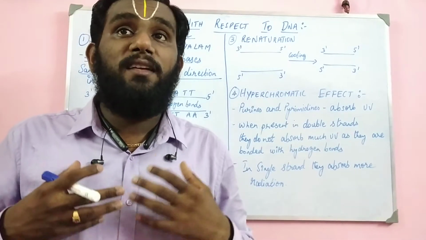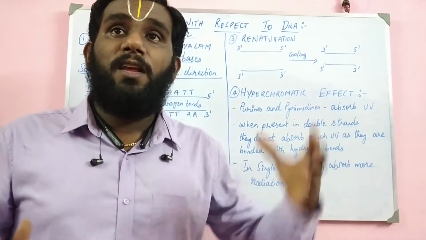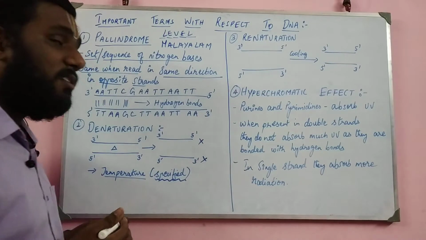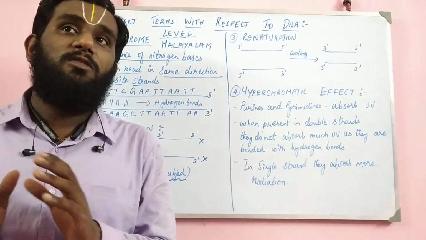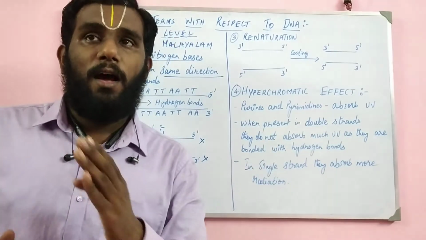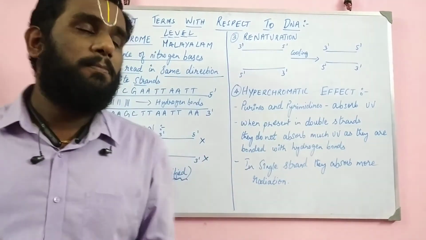So if the phosphodiester bond completely breaks, then the whole DNA will get digested. So this would get digested, this would get digested. So the temperature has to be specified in such a way where only the hydrogen bonds are broken and the phosphodiester bonds are not broken.